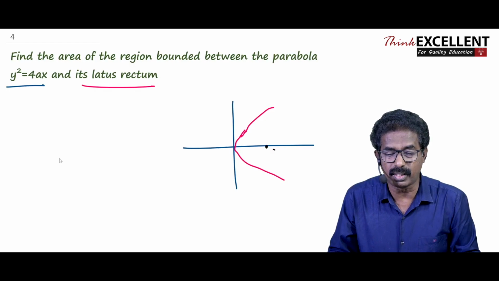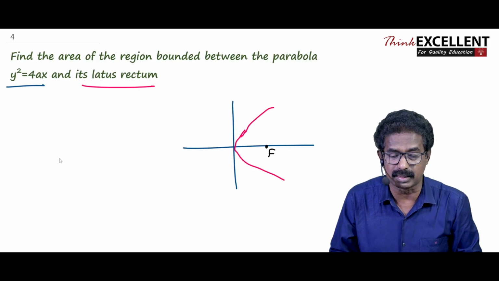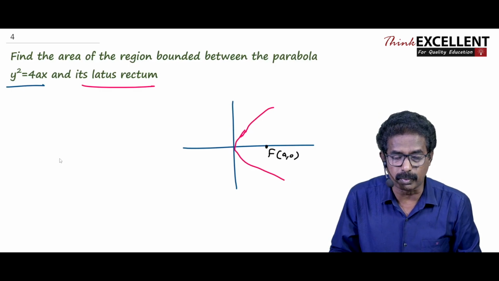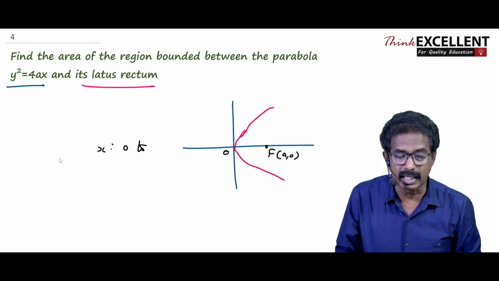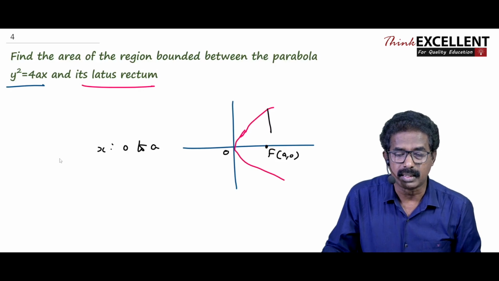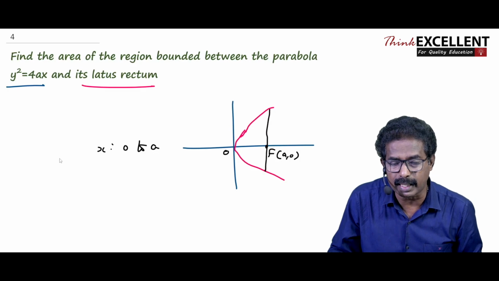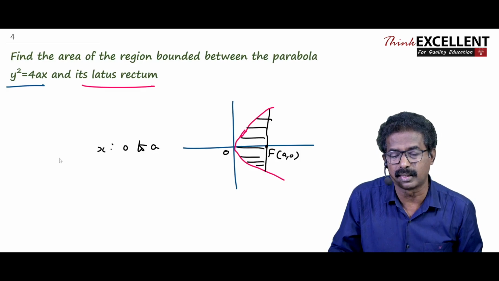So this is the focus. You know the focus point, it is a comma 0. For the parabola the focus is a comma 0. But what is the limit? X varies from 0 to a. So this line is the latus rectum. Through the focus you draw a perpendicular line. So this is the area they are asking about, right?